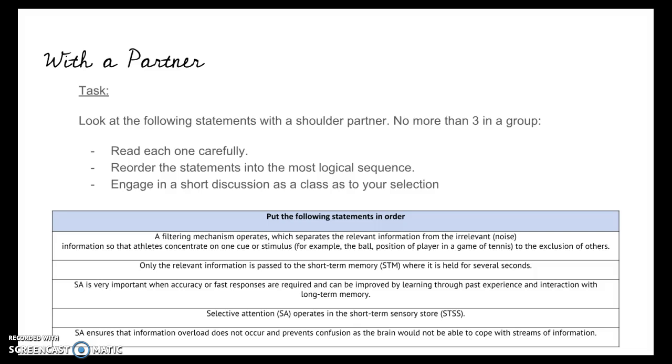Selective attention doesn't always work. It can, for example, attend to a dummy arm movement in rugby when players should be focusing on their hips or their legs or their footwork. And we can improve selective attention with training, practice, and learning.